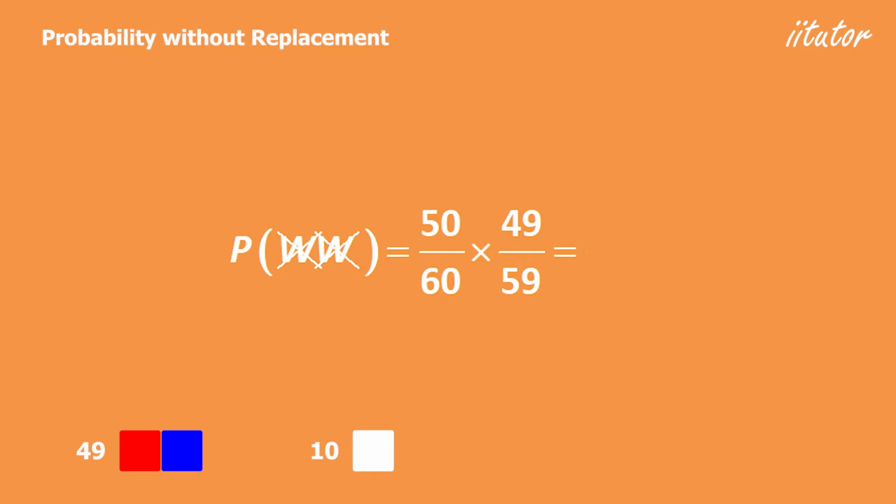And out of 60 cards in total, I only have 59 to choose from. So see how I'm excluding that 10? Because I don't want white. And then you just multiply those together to get that.